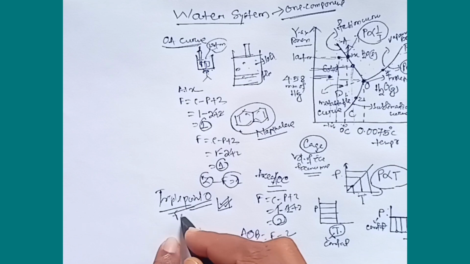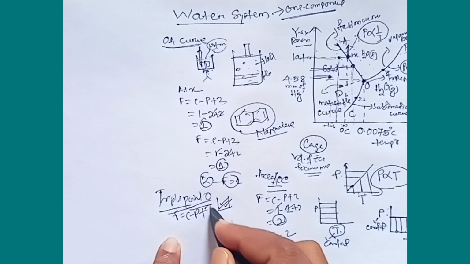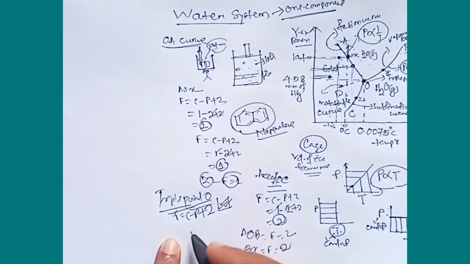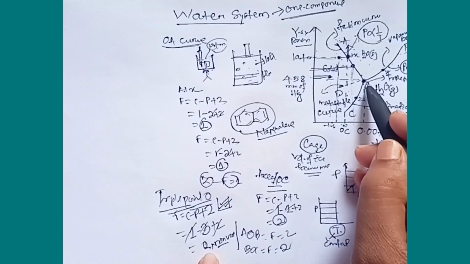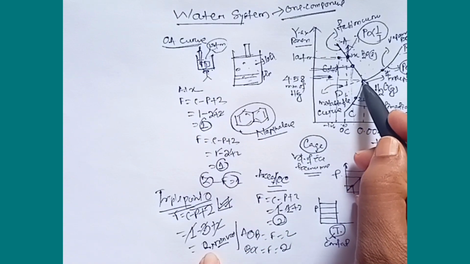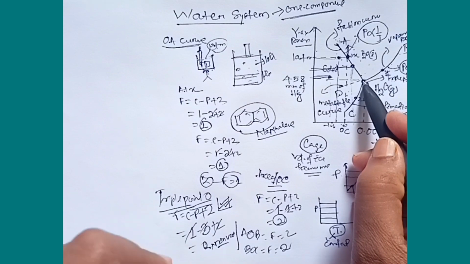So here F equals C minus P plus 2. Components is 1, phase is 3, plus 2. That means F is 0. That means it is non-variant. It is not dependent upon any variable. That's why it is non-variant. So for the attainment of the triple point, we are not dependent upon any variables.